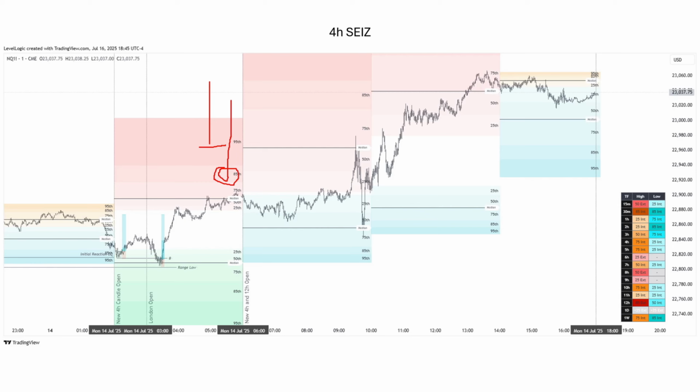If you don't want to do that and you only want to look for continuations, then the next thing you need is for this to close. We know that it's now external, and now you want to anticipate that the next 4-hour candle's low is going to be internal to this candle, okay? So you're expecting this to be the pivot low candle, and then within this candle, you're wanting the next 4-hour candle to form its low and go up here, okay? So for that, you use SEIZ internal zones, which is the blue here, okay?